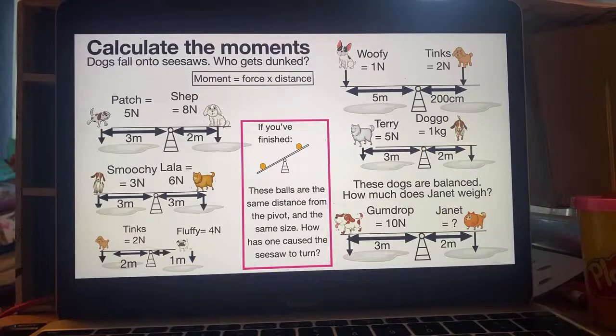And if you've finished, I gave you a little sort of gentle puzzle. You've got a seesaw there with 2 balls that are exactly the same size, and exactly the same distance from the pivot. But the seesaw has turned. It's not balanced. How has one of the balls caused the seesaw to turn? What's happened there?